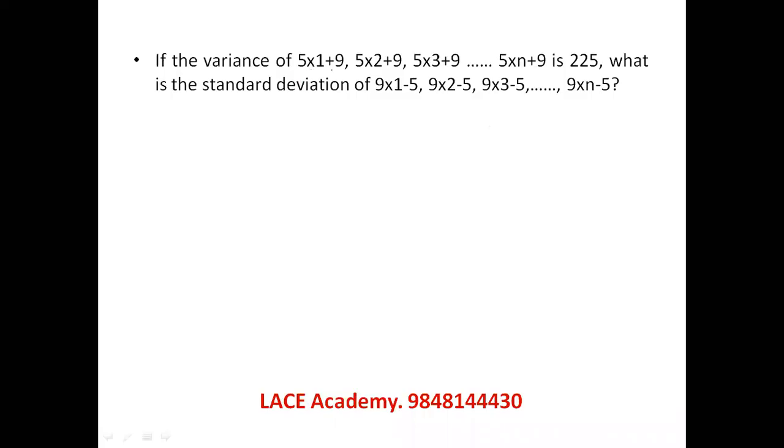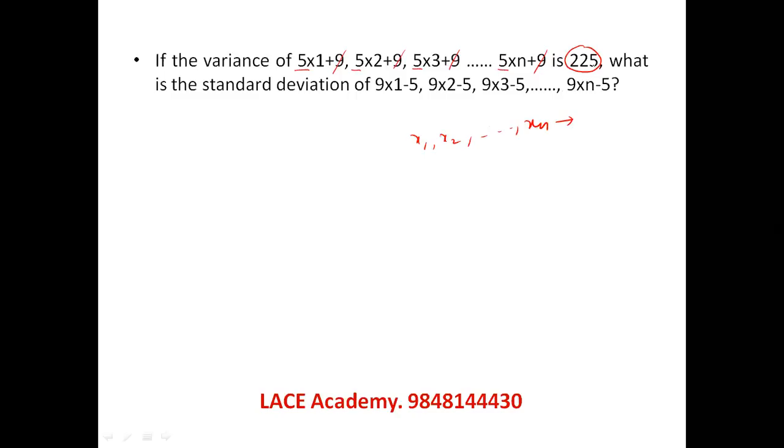The variance of 5x1 plus 9, 5x2 plus 9, 5x3 plus 9 up to 5xn plus 9 is 225. Always remember, when I add something or subtract the same value from all the values in a set, variance or standard deviation will not change. But when I multiply a constant to all the values, here the multiplication of x1, x2, x3 and xn has been done with 5, then variance becomes 5 square times, 25 times. So the original x1, x2, x3 up to xn variance should be multiplied by 25 to get 225.